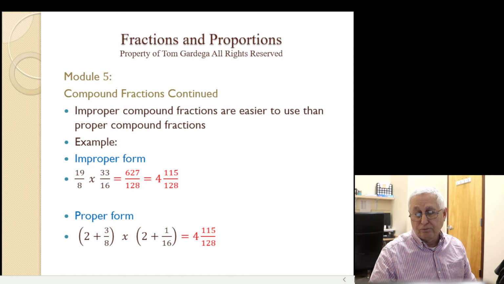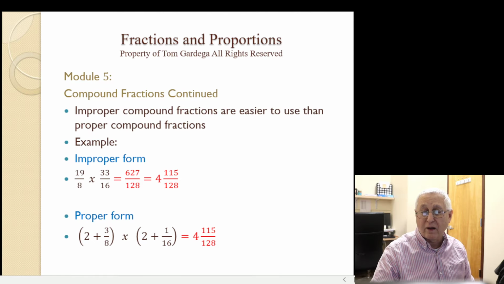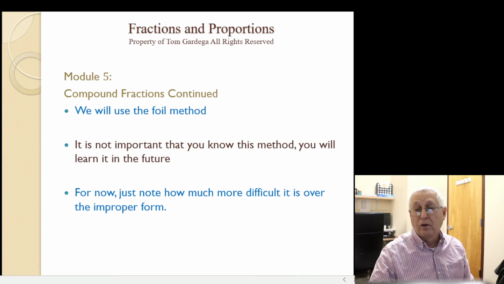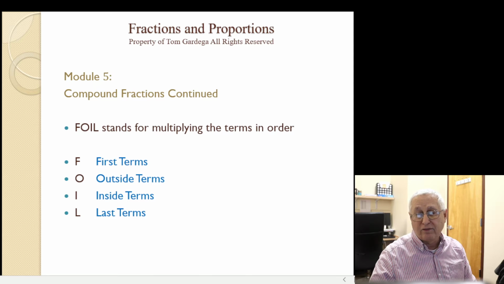The proper form, if we wanted to multiply this, would be 2 plus 3/8 times 2 plus 1/16. It would equal the same value of 4 and 115 over 128. However, it's more difficult to get there. We will use the FOIL method to do this. It's not important that you know how this method is derived or how to use it yet. You'll learn that in the future, but for now, just note how much more difficult it is over the improper form. The FOIL method: F stands for first terms, O stands for outside terms, I stands for inside terms, and L stands for last terms. FOIL.